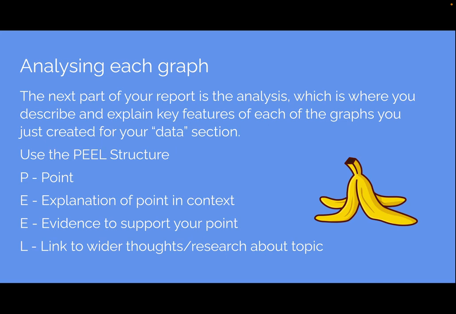data section. In our school, we use the PEEL structure, which is an acronym for how to write your argument. And so P stands for point, E is explanation of your point in context, the third E is the evidence to support your point, and the L is a link to wider thoughts or research about a topic. It's a link to the context somehow. So we're going to use this for each of our pieces of analysis to structure our argument.